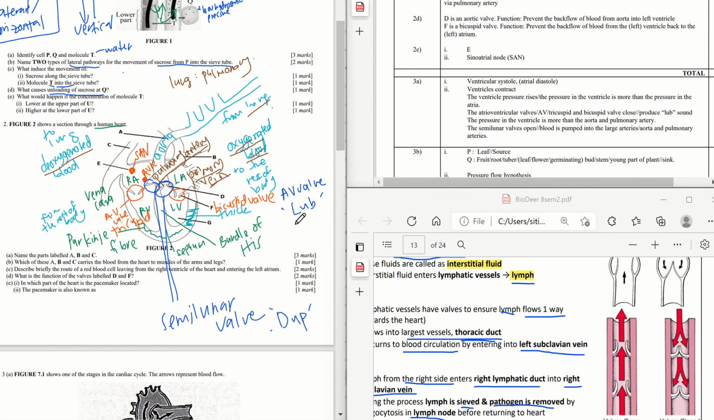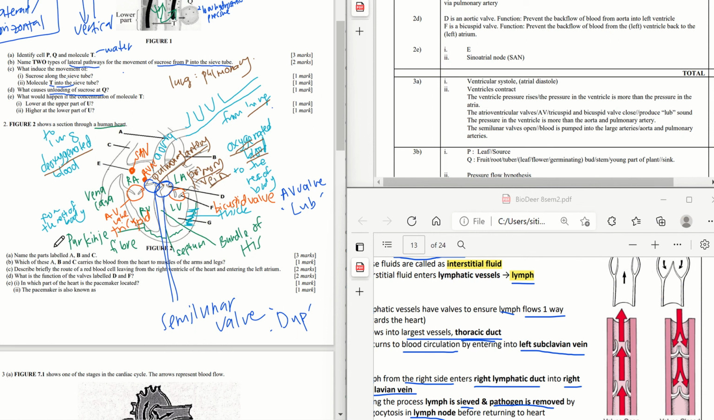Every AV valve tutup bila ventricle contract. Bila ventricle tengah contract, atrium tengah relax. Kat sini high pressure, sini low pressure. So blood akan ada tendency untuk return back ke atrium. So macam ni kita nak halang. That's why the AV valve tutup. So bunyi lub, dup, lub, dup. Ni pun saya ada terang dalam tutorial juga.